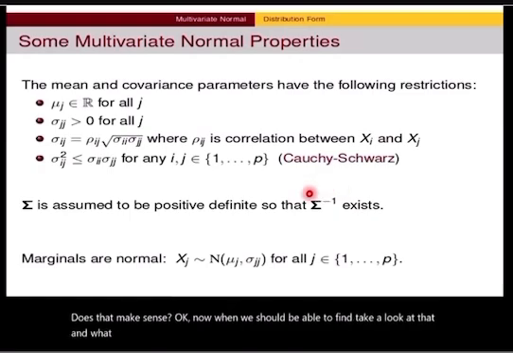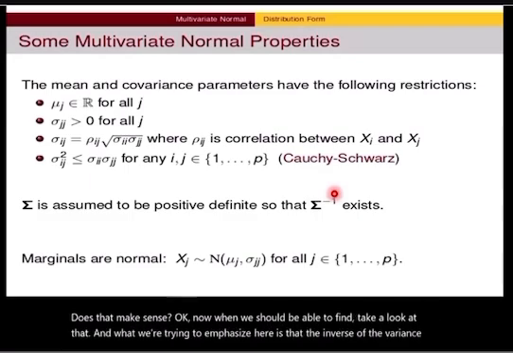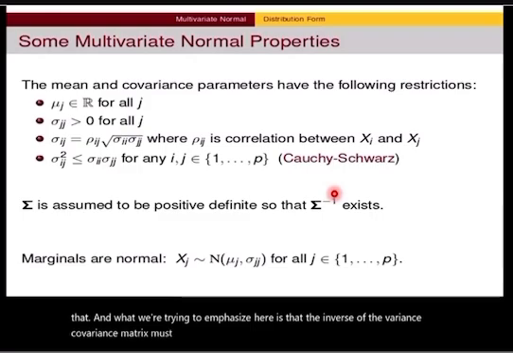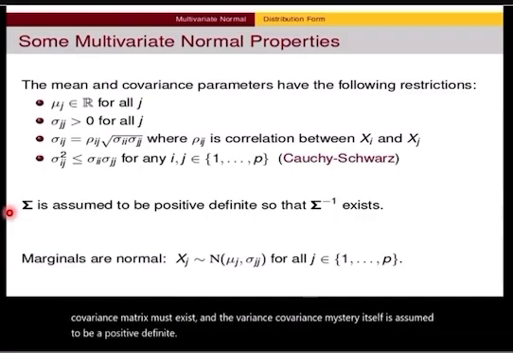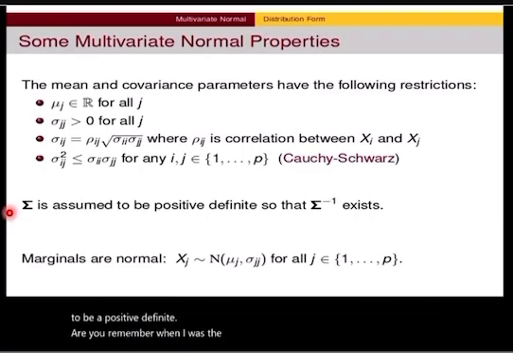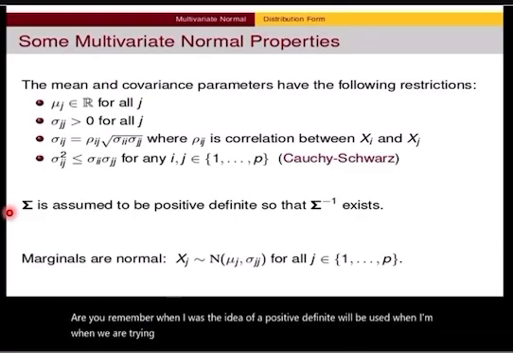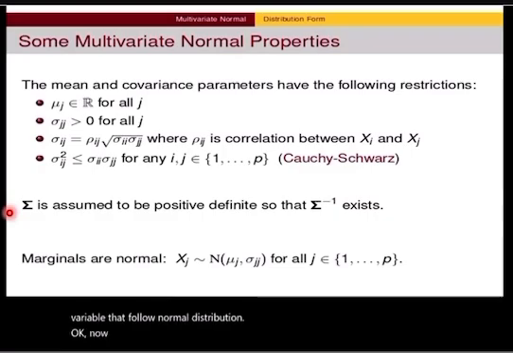What we're trying to emphasize here is that the inverse of the variance covariance matrix must exist, and the variance covariance matrix itself is assumed to be positive definite. And you remember the idea of positive definite will be used when we are trying to figure out the variance of a linear combination of random variables that follow normal distribution. Now, I need you to pay attention.